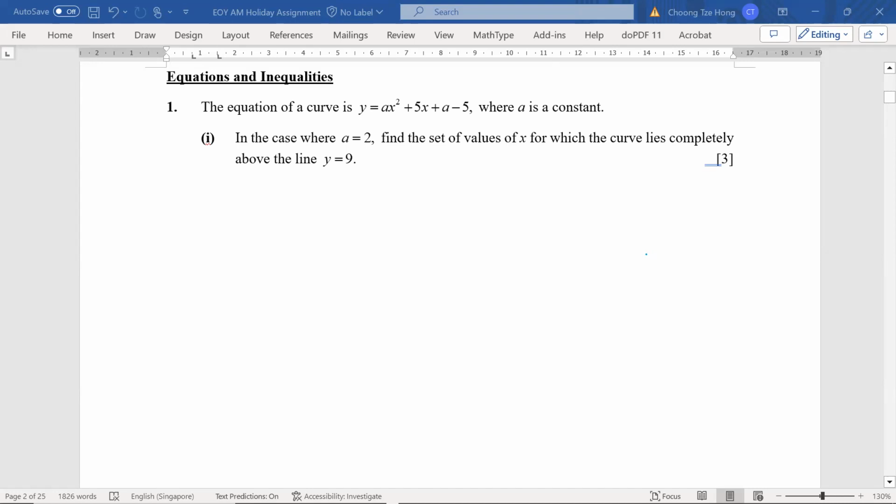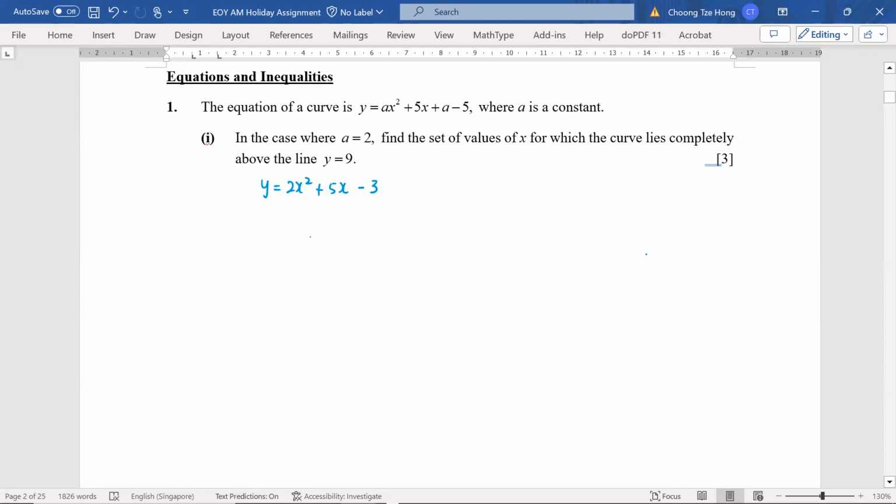In part 1, they say that for this part, a equals 2. So let's go ahead and replace all the a with 2. The equation becomes 2x squared plus 5x plus 2 minus 5, which becomes minus 3. So the equation of the curve is like this.